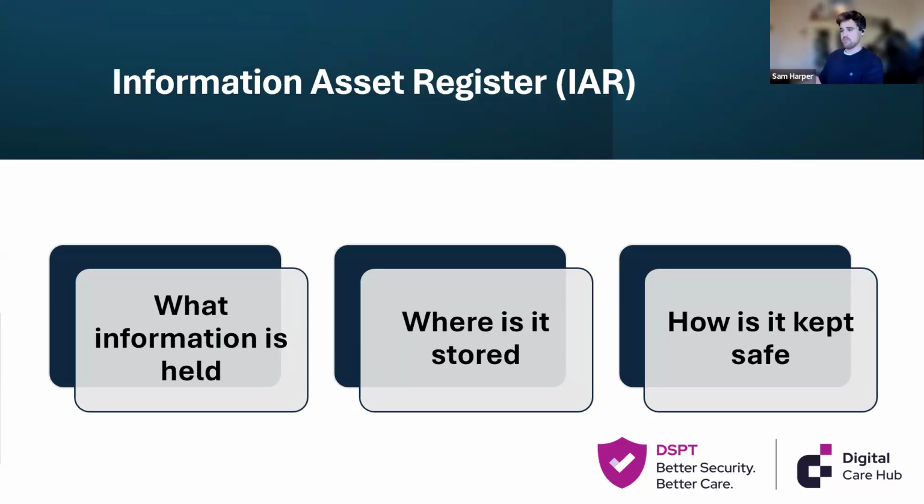I'll give you an example of an information asset. Now, an asset is the thing containing the information. So you might have a filing cabinet in an office, which holds personal data.